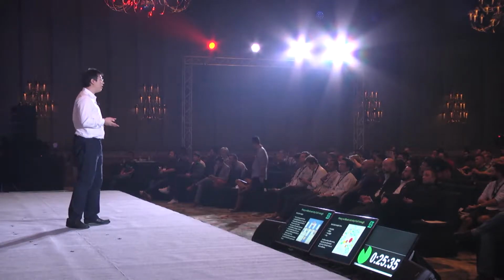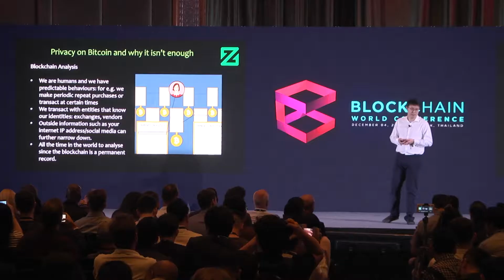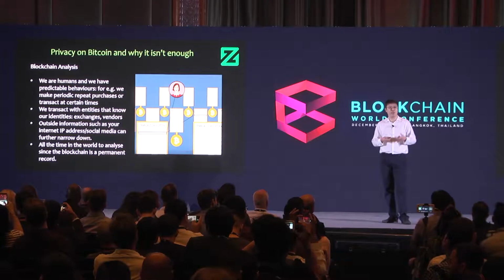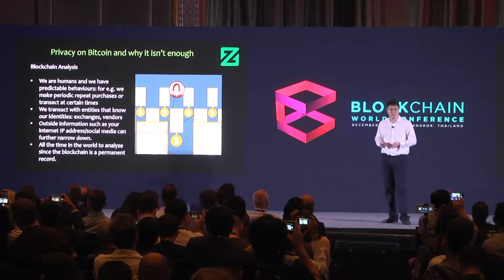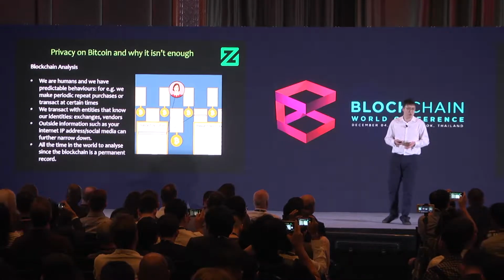And this is because of the rise of blockchain analysis. Blockchain analysis basically uses the fact that we are humans. We have predictable behaviors. We make periodic repeat transactions. We buy from the same stores. We do the same things. We're all creatures of habit. And we also transact with entities that actually know our identities, our exchanges. Almost all major exchanges now know who you are. When you pay on BitPay, when you pay on Coinbase, they might record your IP address.